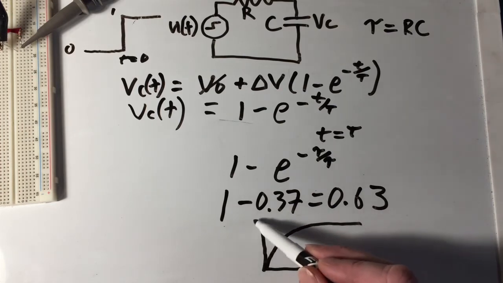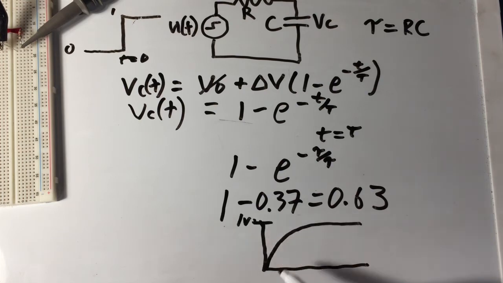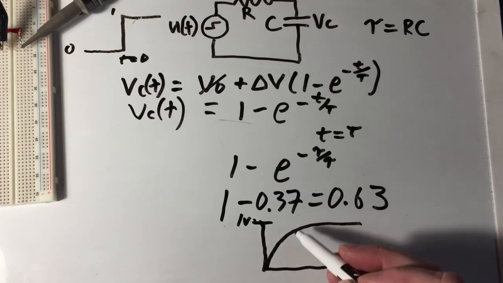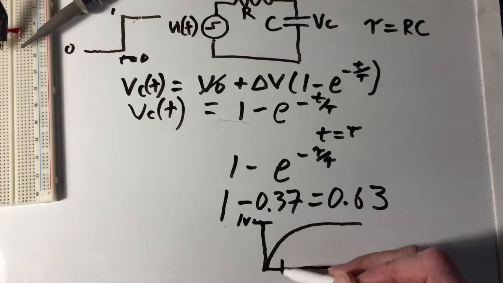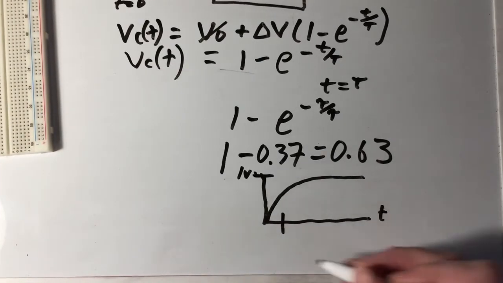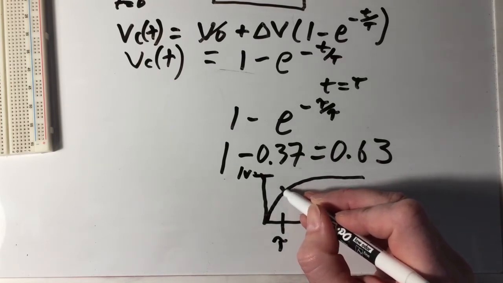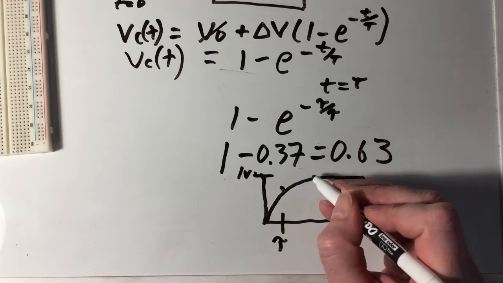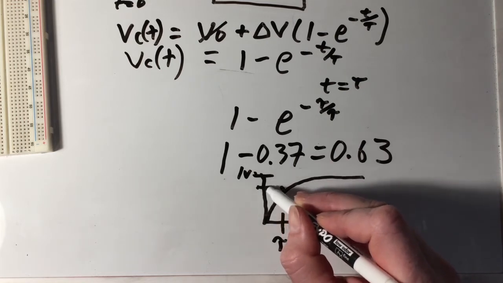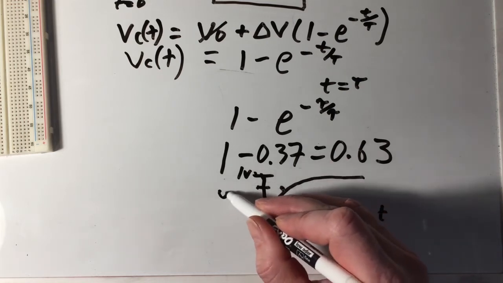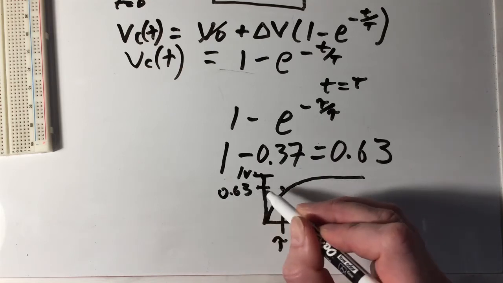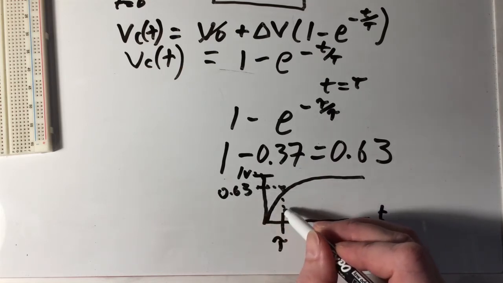So if we consider that this is a 1 volt unit step response, this is the voltage across the capacitor. When time, which is on the horizontal axis right there, equals tau, we're going to have gone 63% of the way to our final value. So that would be 0.63 volts, right here.